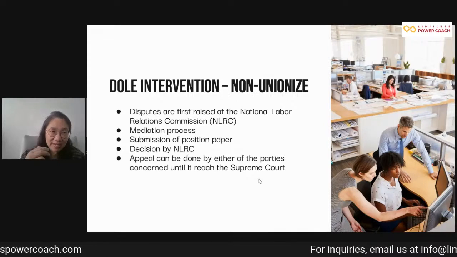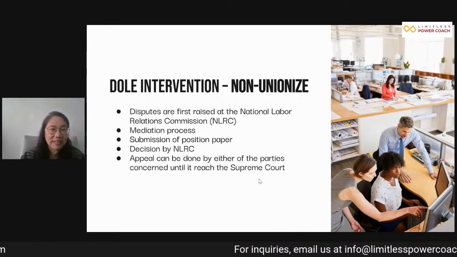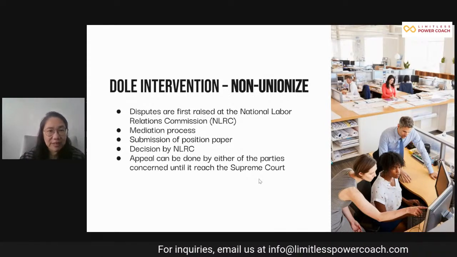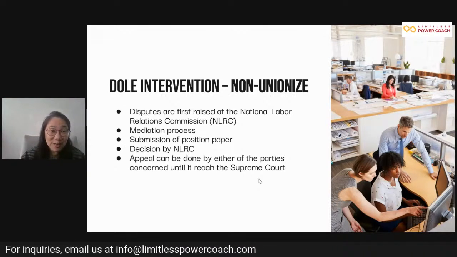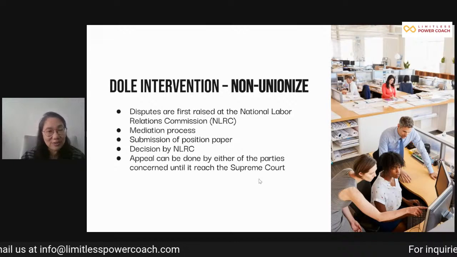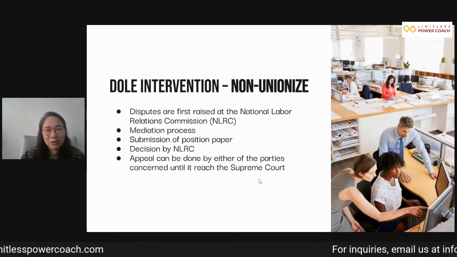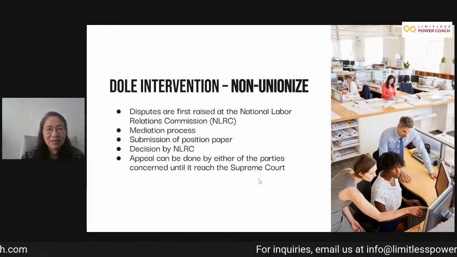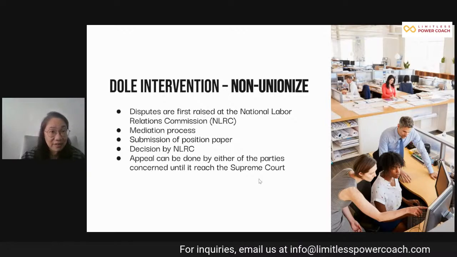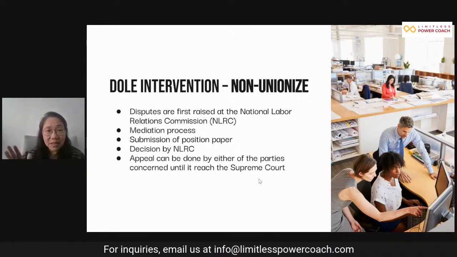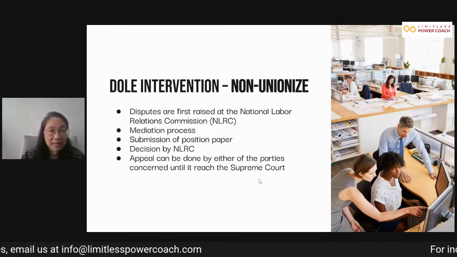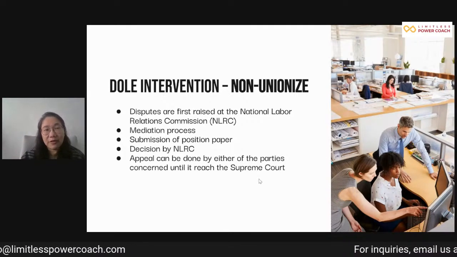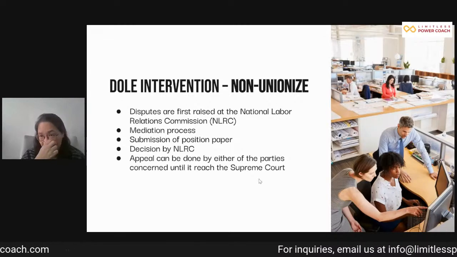The first level is the NLRC. Then if there is still an appeal, it will be escalated all the way to the Supreme Court. Once it is in the Supreme Court, there will be a ruling, and those Supreme Court rulings are all embedded in their books, which are used by our labor arbiters or labor lawyers in their decision making as well.